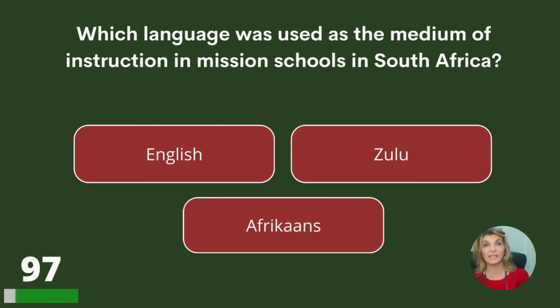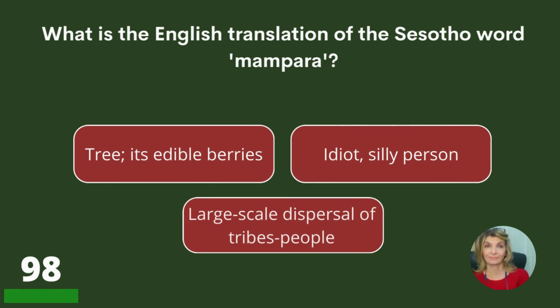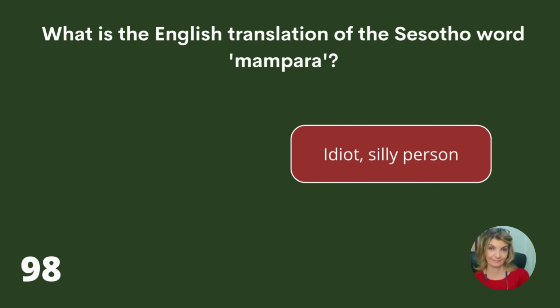Which language was used as the medium of instruction in mission schools in South Africa? English, Zulu, or Afrikaans? English. What is the English translation of the Sesotho word mampara? Tree, its edible berries; idiot, silly person; or large-scale dispersal of tribes, people? Idiot or silly person.